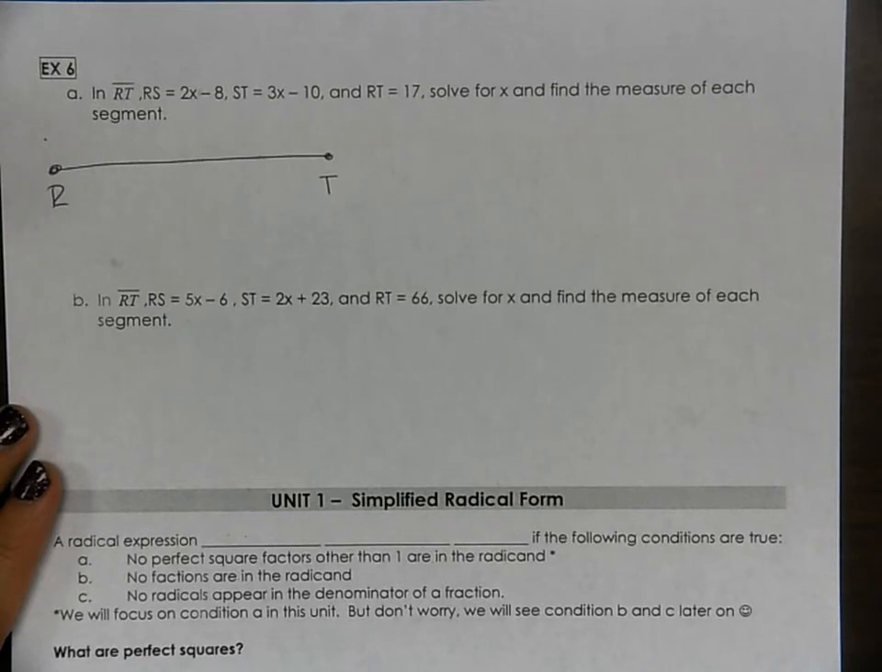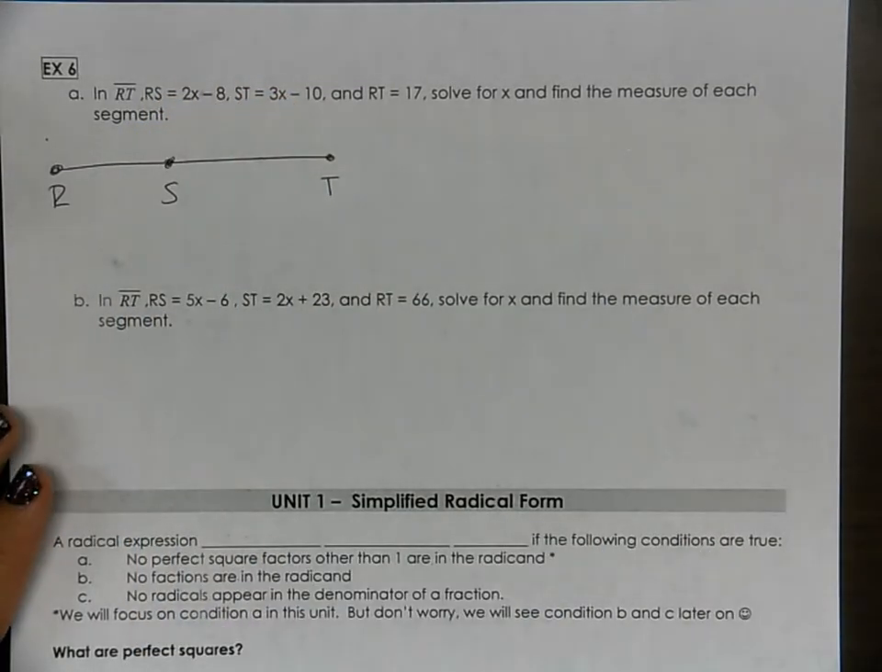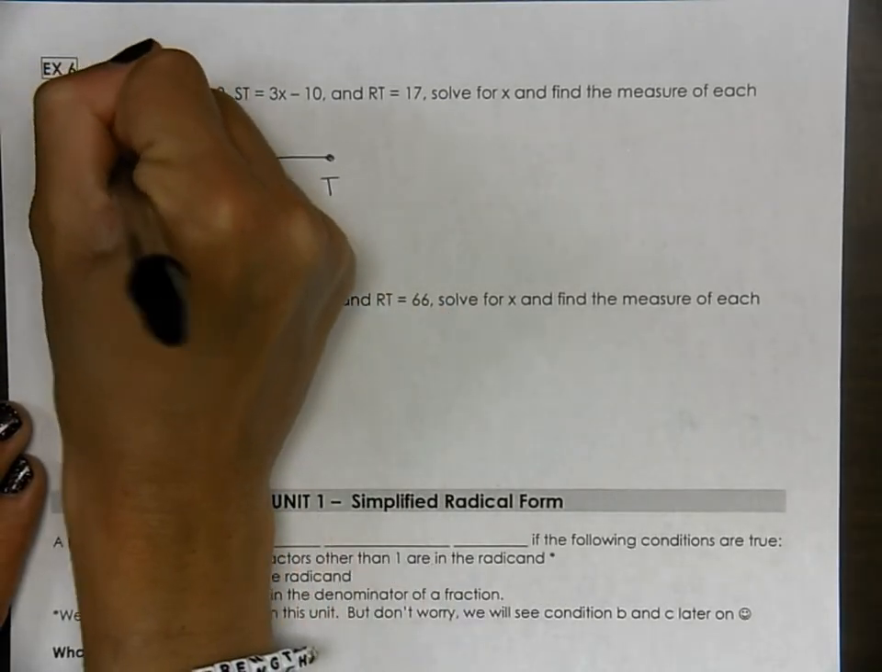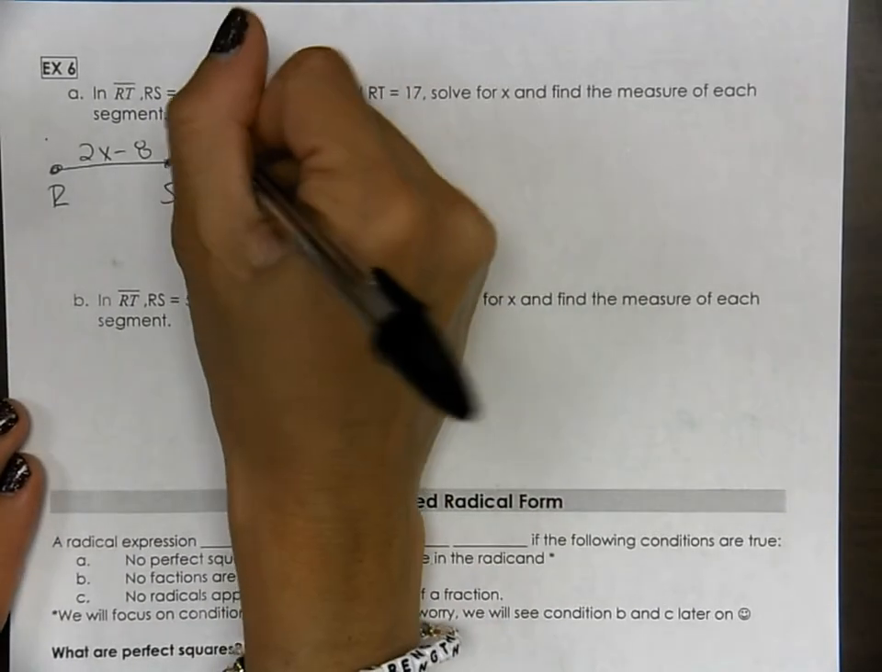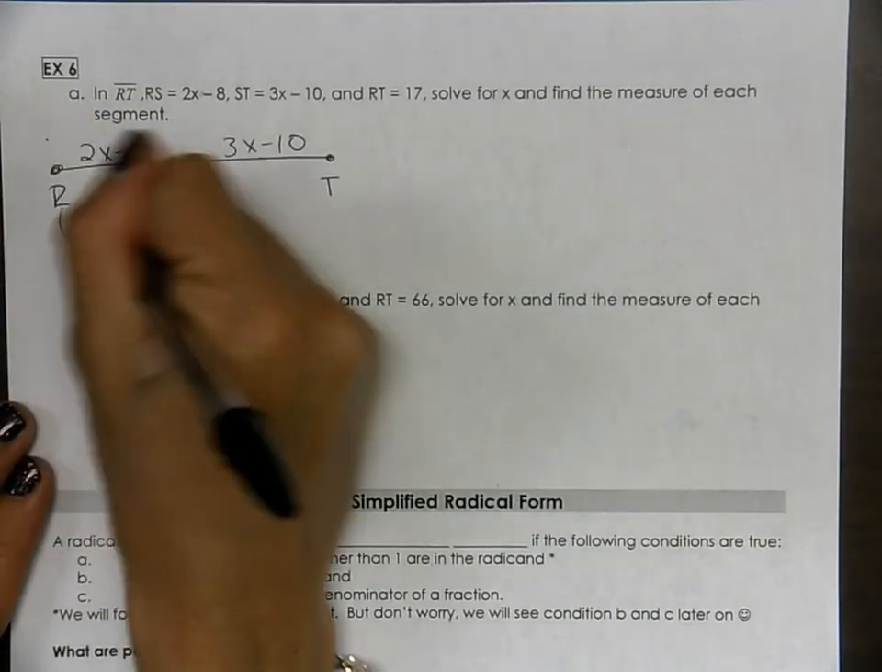We see some S's in here, and you might say, well, I have no S's drawn. So we need to create an S somewhere between R and T. It does not have to be directly in the middle. In fact, it probably really shouldn't be, but somewhere between the two points. And again, RS is 2x minus 8. S to T is 3x minus 10. And R to T is 17.